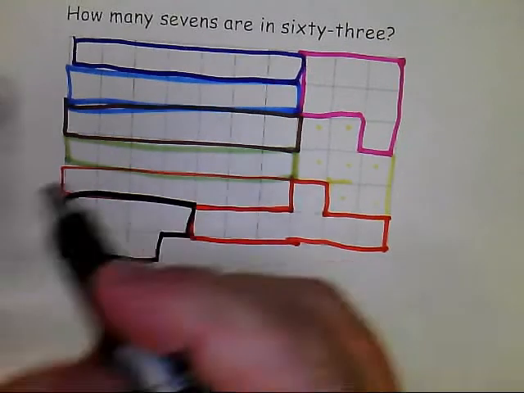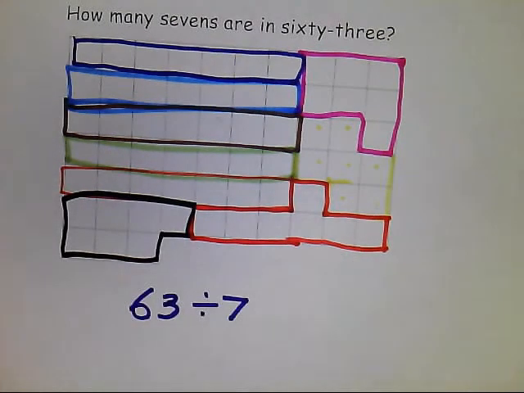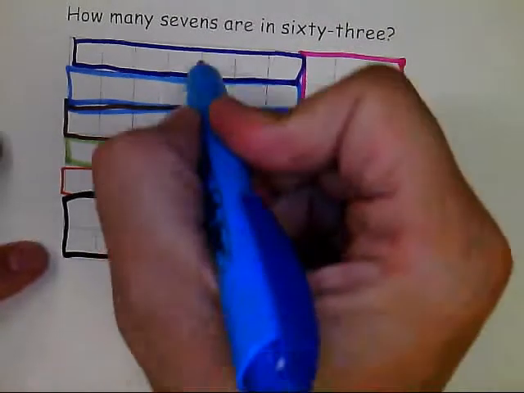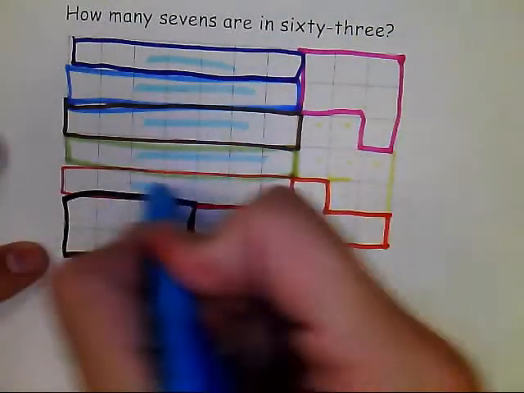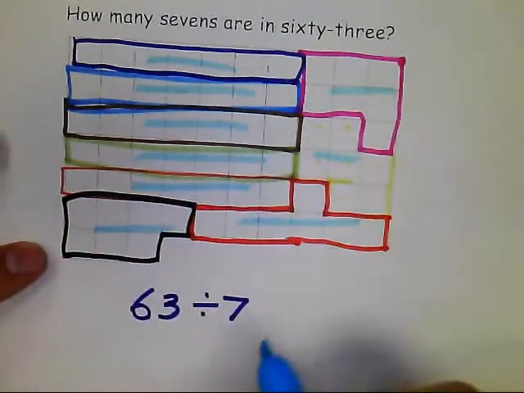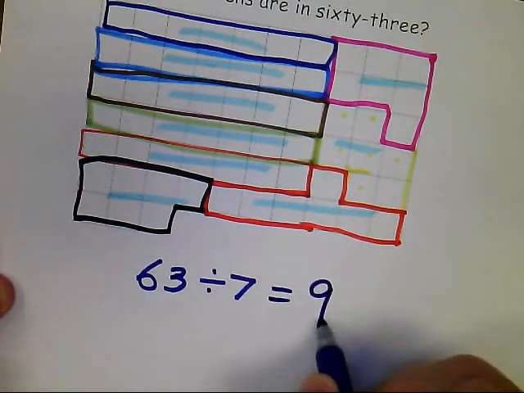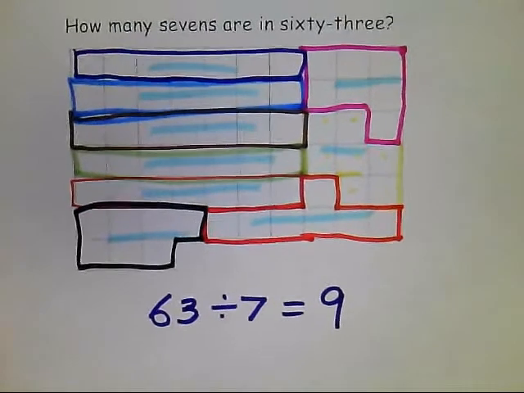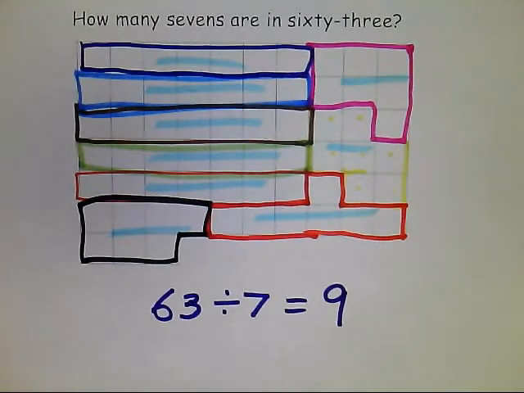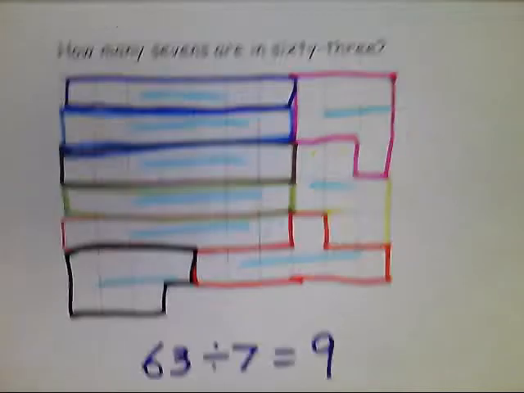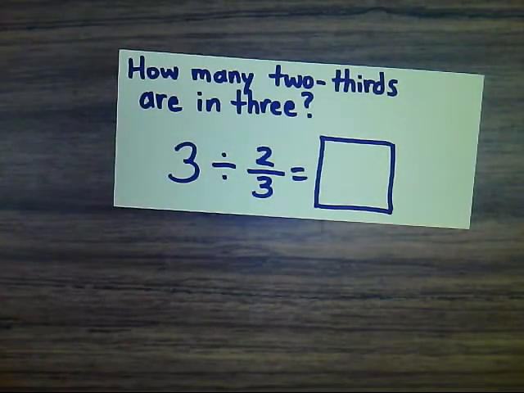If I go through and count how many groups of 7 I have here, I've got 1, 2, 3, 4, 5, 6, 7, 8, 9 groups of 7. So when it's all said and done, 63 divided by 7 equals 9. That model tells me that story, and we already know through our basic facts that 63 divided by 7 equals 9. You're taking the large number 63 and breaking it into groups of 7, and that's how you get your answer of 9.